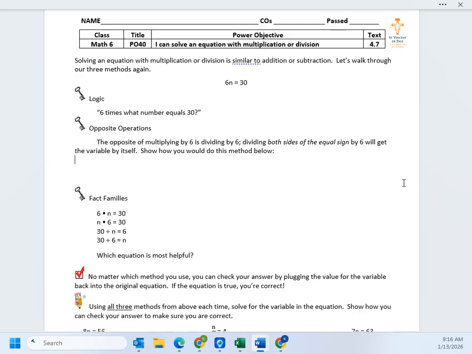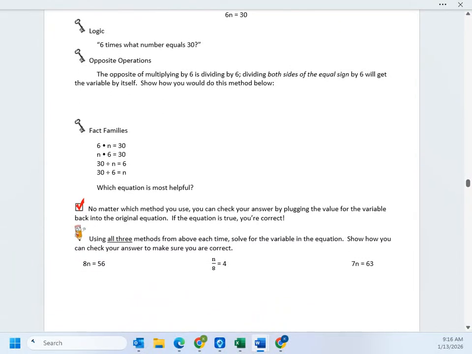So solving an equation with multiplication or division is similar to addition or subtraction. It's very similar to our last objective. We're just using different operations. We're going to walk through those three methods using our example of 6n equals 30. So the first method is asking that logic question.